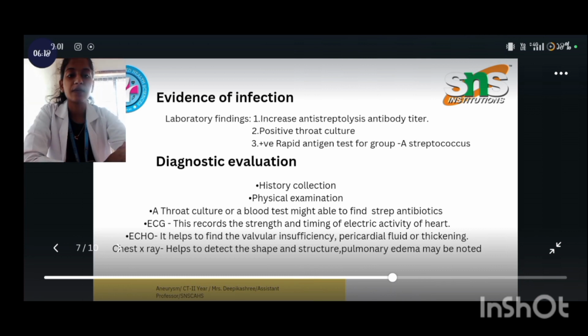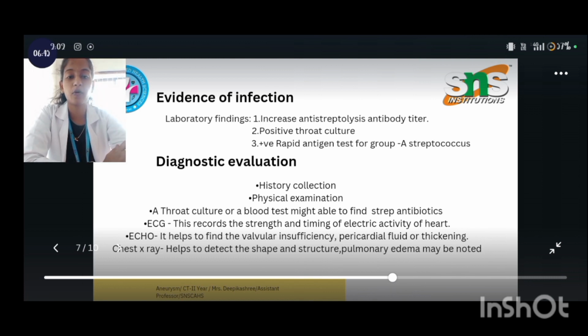Then diagnostic evaluation: history collection, physical examination, a throat culture or blood test. It might be able to find strep bacteria and strep antibodies. So that is called a throat culture. A throat culture or a blood test might be able to find strep antibodies.